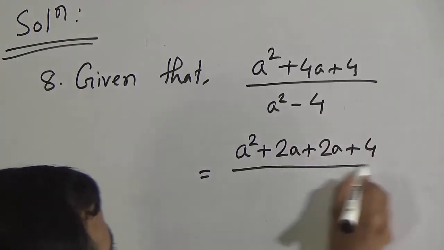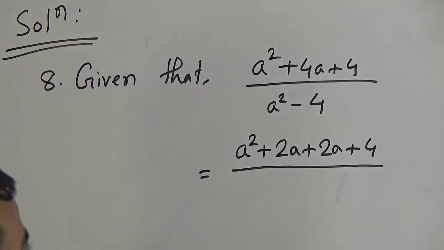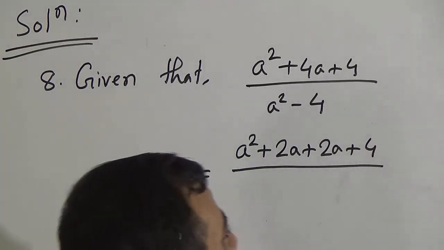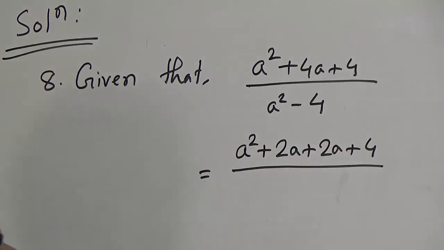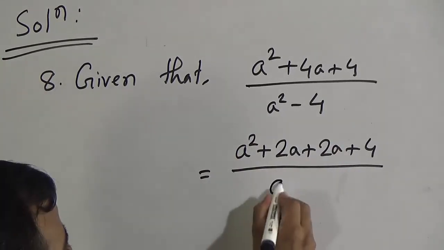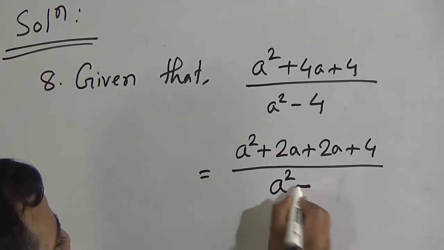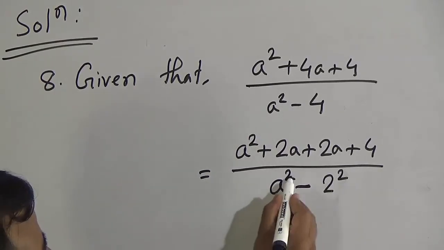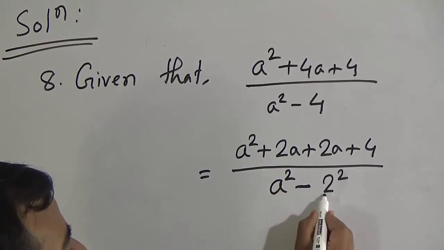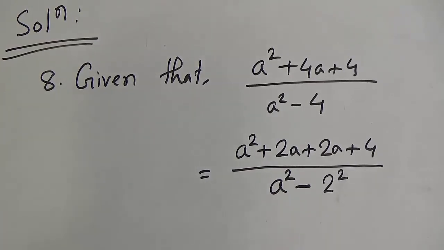And our denominator here is a square minus 4. We can express this one as a formula of a square minus b square. A square remains unchanged, minus 4, we can write 2 square. So we find a square minus b square, here b is 2.